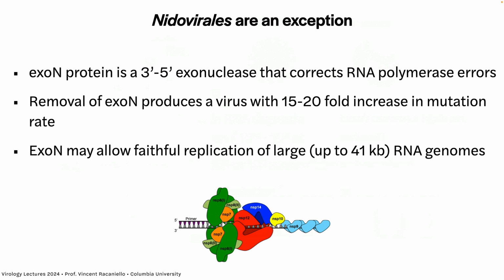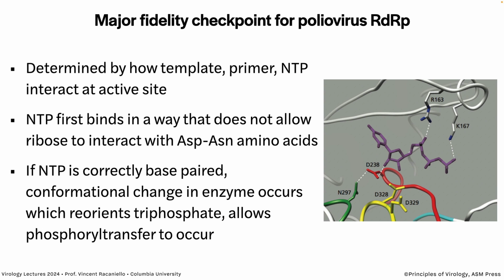Now, for poliovirus polymerase, it's been possible to identify amino acids that control fidelity of polymerization. In other words, the incorporation of the wrong base.